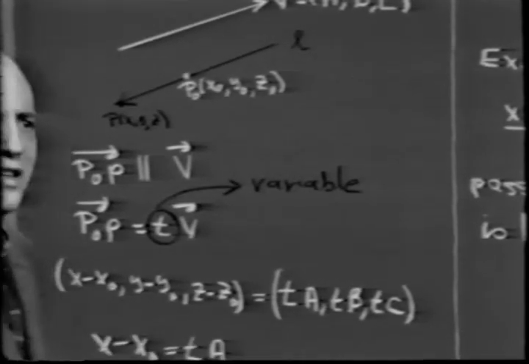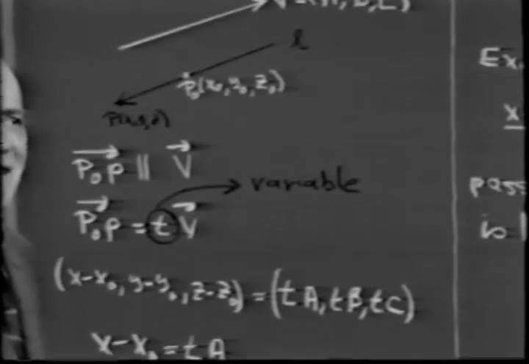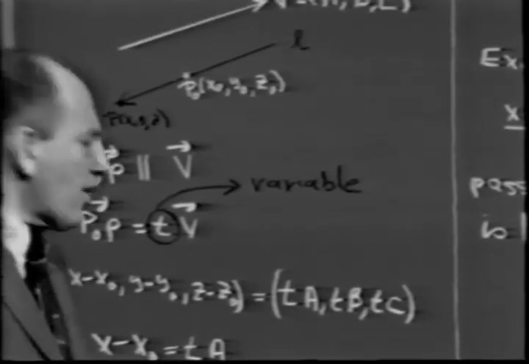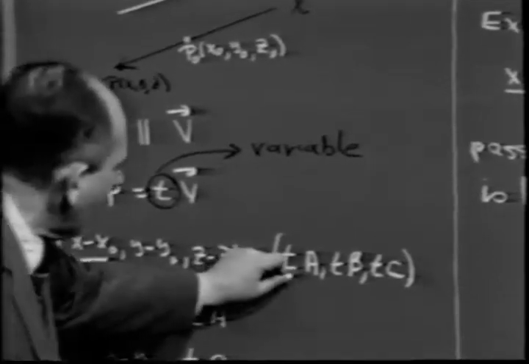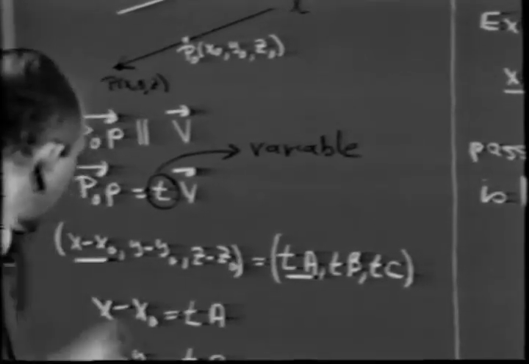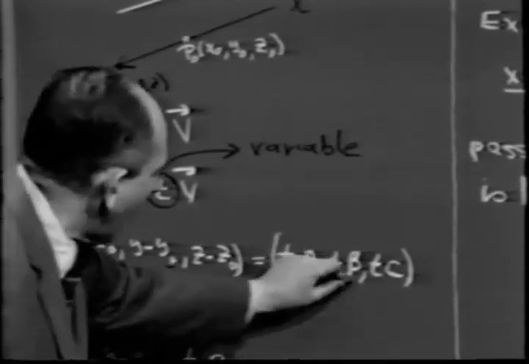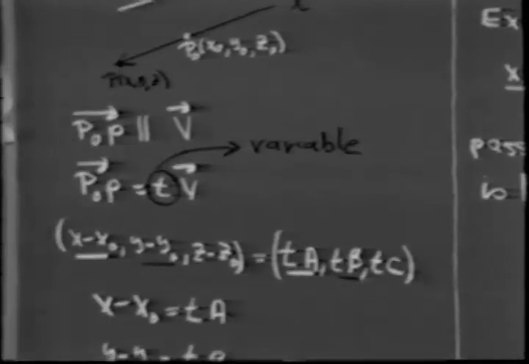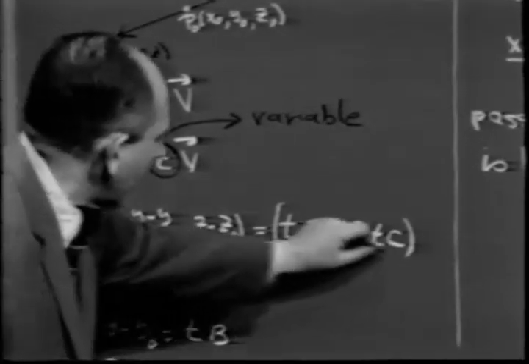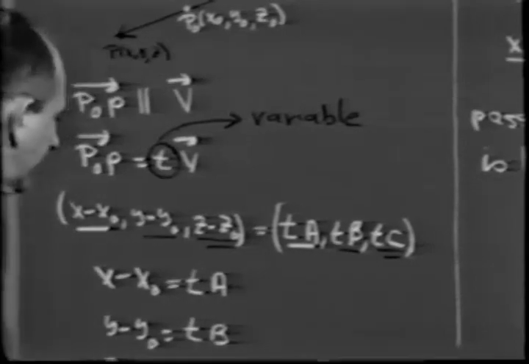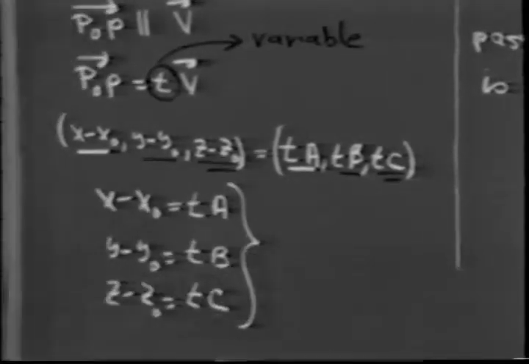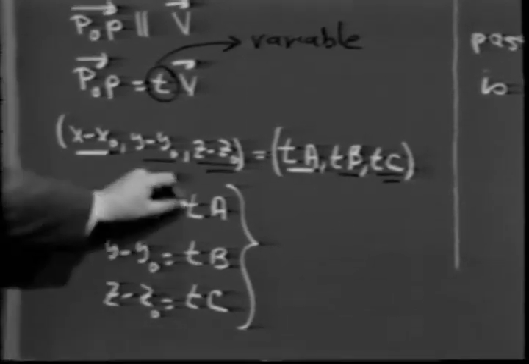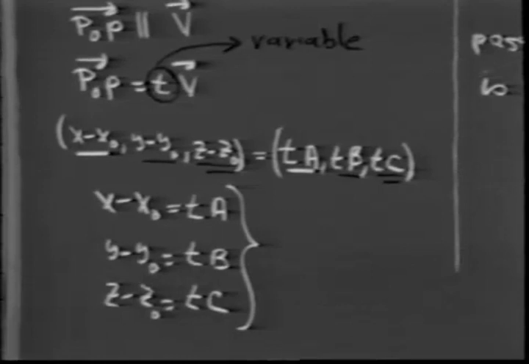We also know in Cartesian coordinates that the only way that two vectors can be equal is component by component, and that tells us what? That x minus x0 must equal T times A, y minus y0 must equal T times B, and z minus z0 must equal T times C. That's these three equations here. What do all of these three equations have in common numerically? They all have the factor T.